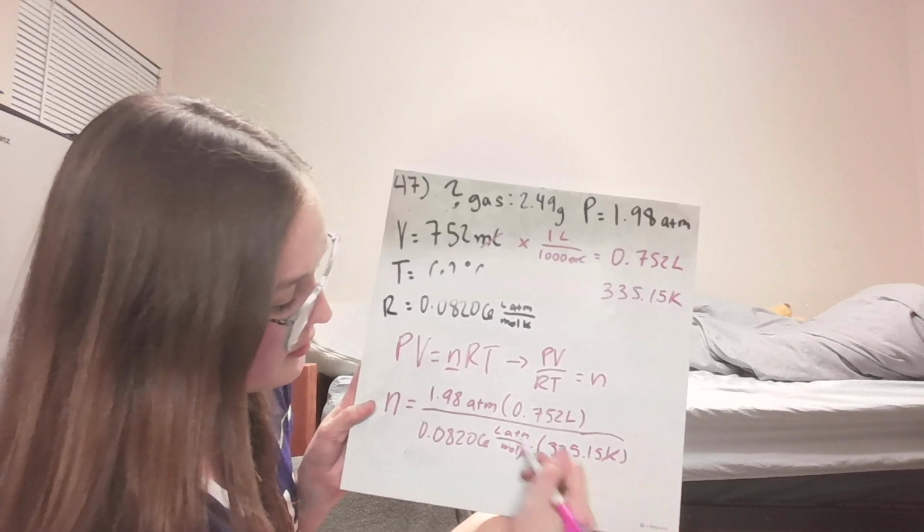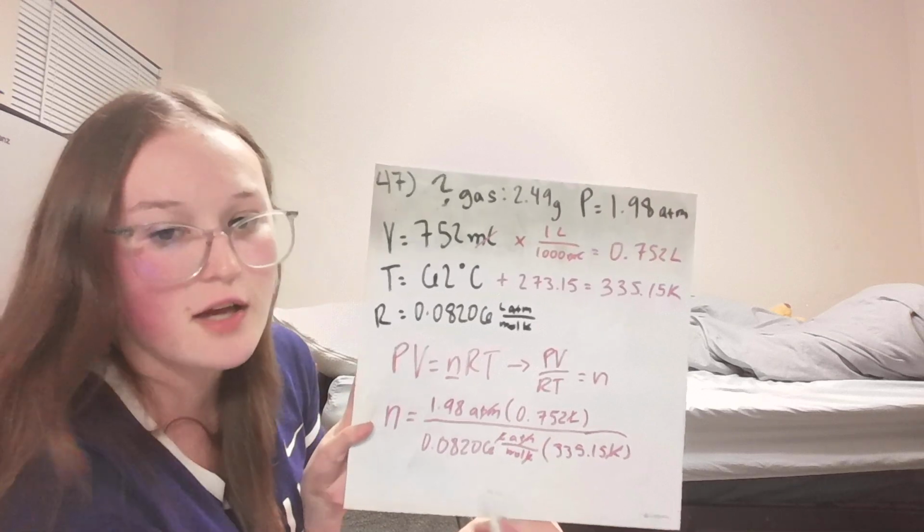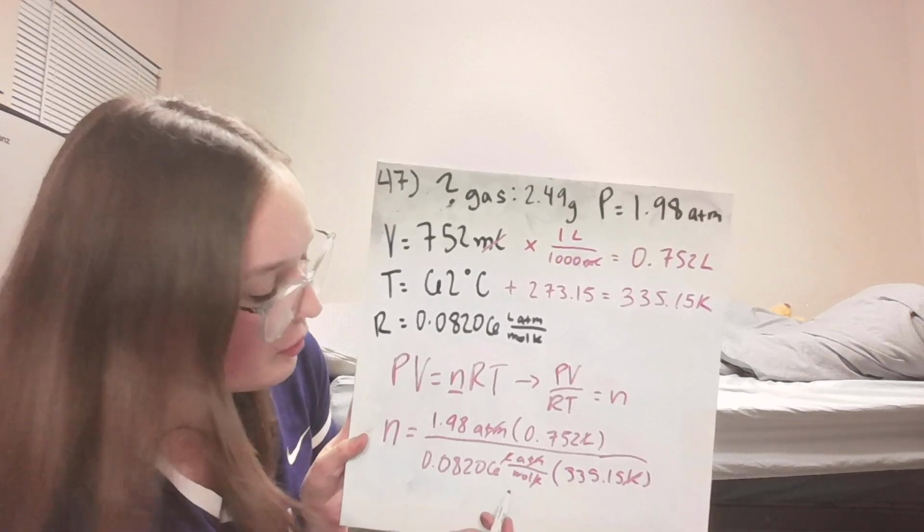So K cancels, liters cancel, ATM cancels. That's how you know you have all the correct units. All we're left with is this lovely little mole.